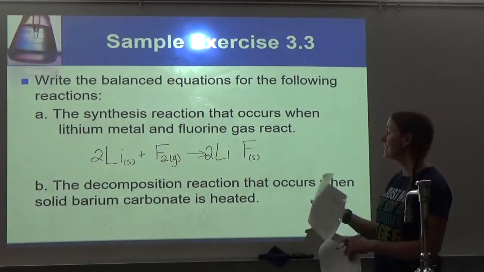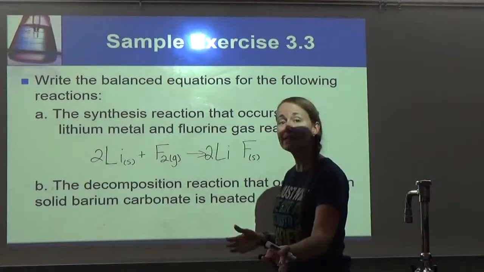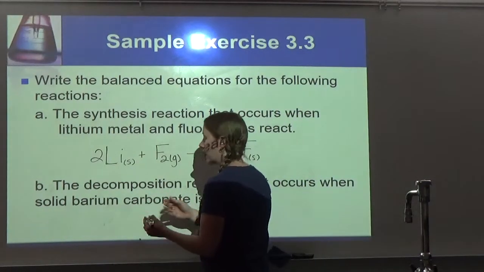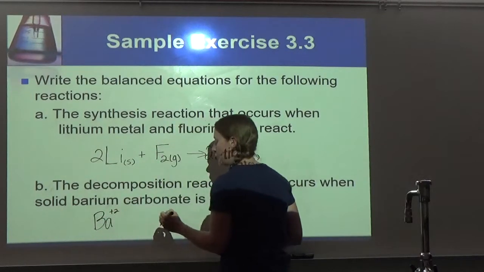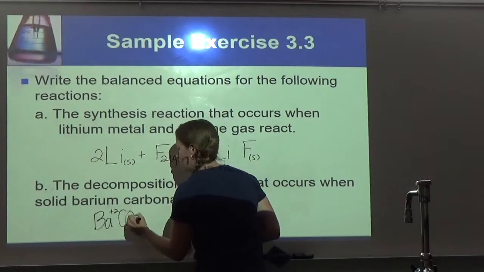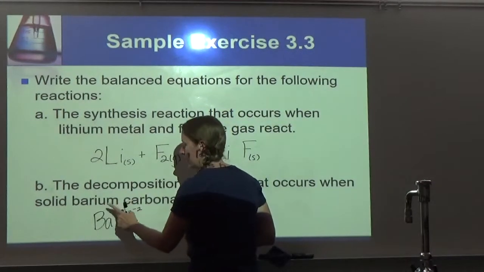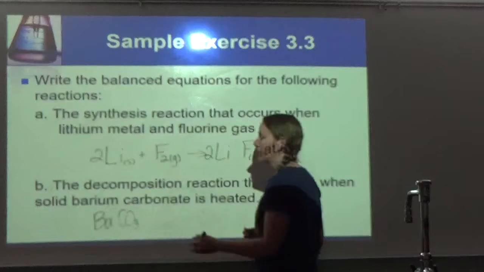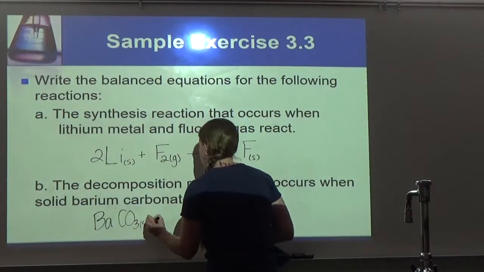All right, next, it says the decomposition reaction that occurs when solid barium carbonate is heated. So we have solid barium carbonate. So barium is Ba, it has a positive 2 charge. Carbonate is CO3, it has a negative 2 charge. So I don't need to do anything to balance my charges, but I'm going to erase them just because they're not necessary. And it told me it's a solid.